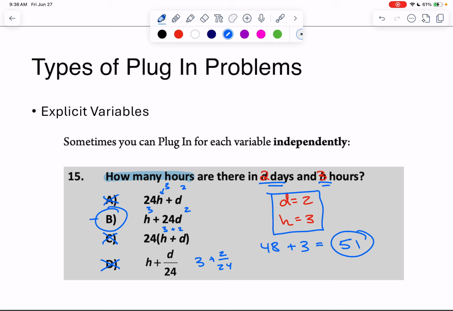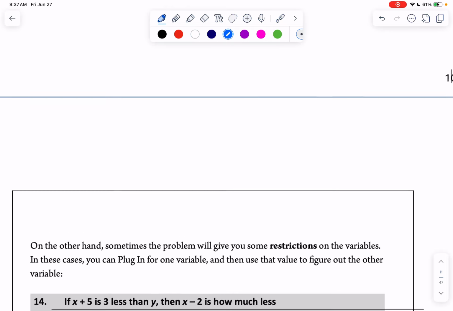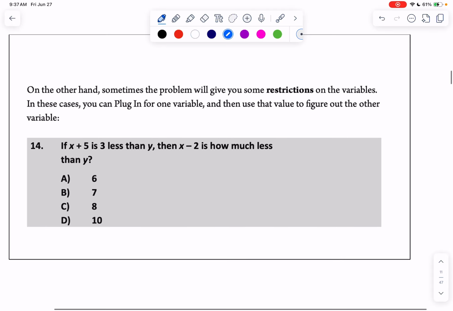So again, this is an example like the last one we did with the celery sticks, where there are multiple variables, but they don't influence each other. Now I want to look at another one that has multiple variables that do influence each other. They are related. So take a look at this one. If x plus 5 is 3 less than y, then x minus 2 is how much less than y?